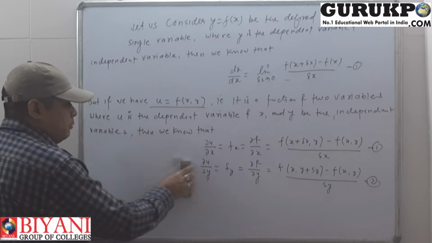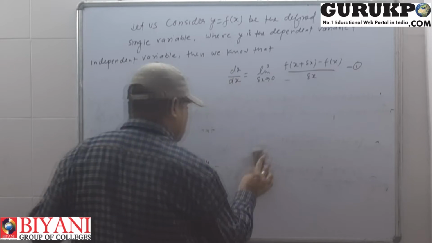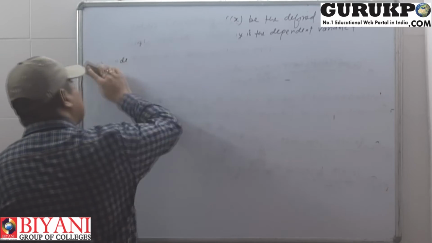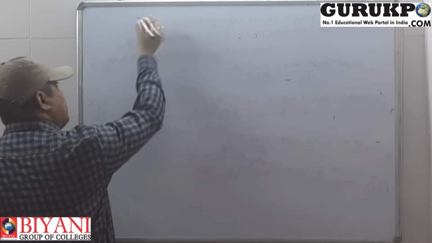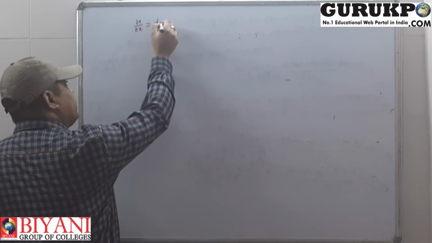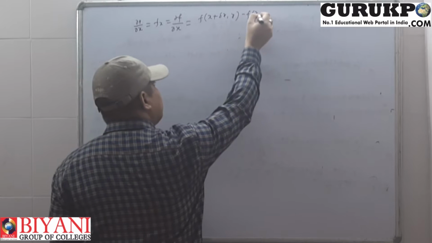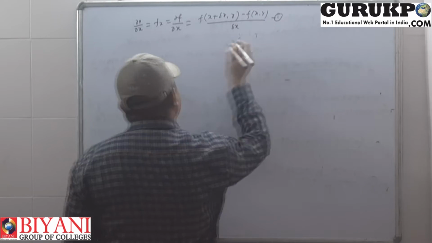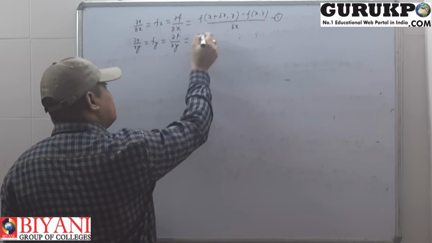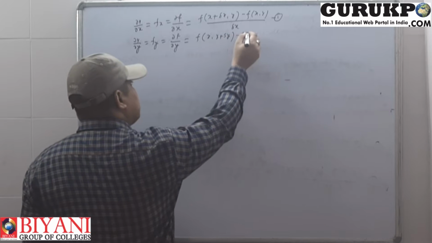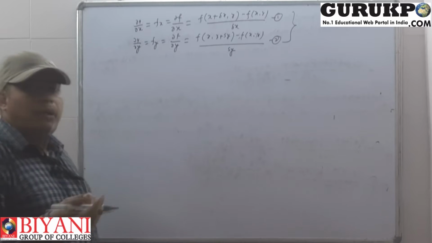For higher order partial derivatives, we have, here we found that del u by del x, f of x, del f by del x is f of x plus del x, y minus f of x y upon del x. This is 1. And del u by del y, f of y, del f by del y is equal to f of x, y plus del y minus f of x y upon del y. This is number 2. It is the basic general definition of partial differentiation.